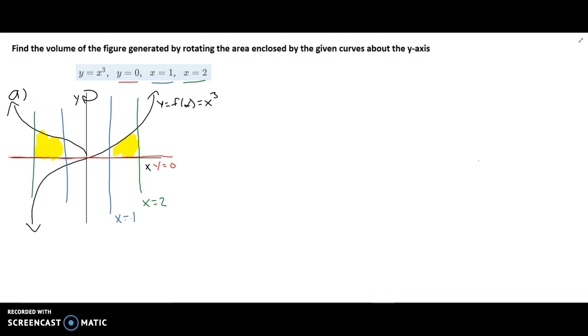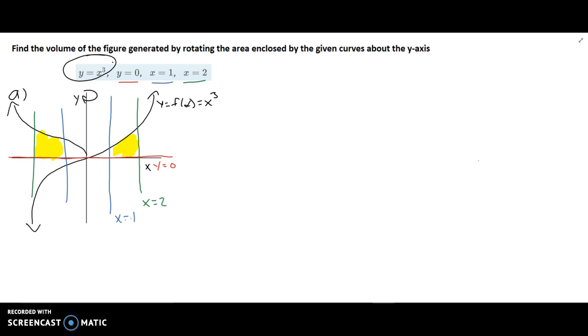Which tells us that we're not going to be using disk method, and we only have one function, which means that we're not going to be using a washer method. So if you see the gap and you think washer method, that's good. But for this class, we're only going to be using that if we have two functions, and in this case, we only have one, which is a good indicator of shell method, right? So that's all we really need to know for this class.